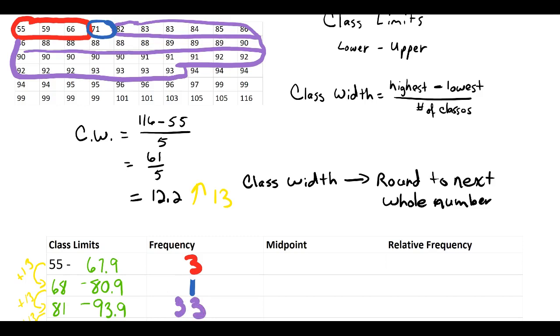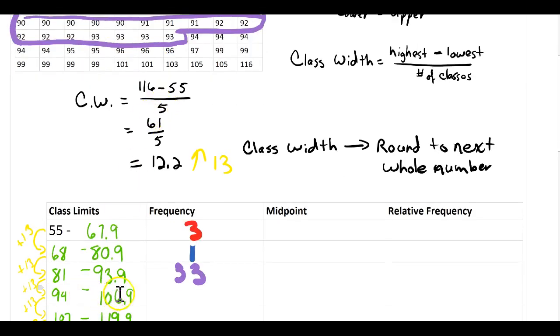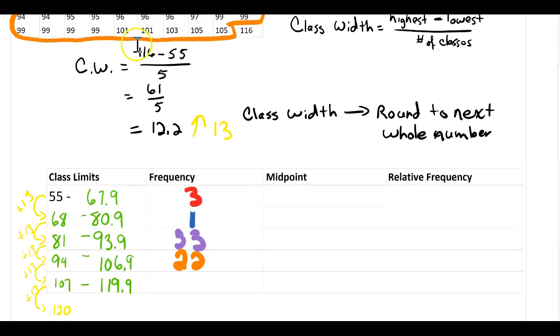Now if I look at the fourth category, that's 94 to 106.9. So that's going to start here and it'll end here at the 105. So it will include all of these, and that's going to be 22 numbers. And then my last value, which is 107 to 119, there's going to be 1 of those. So we've counted up the frequency.